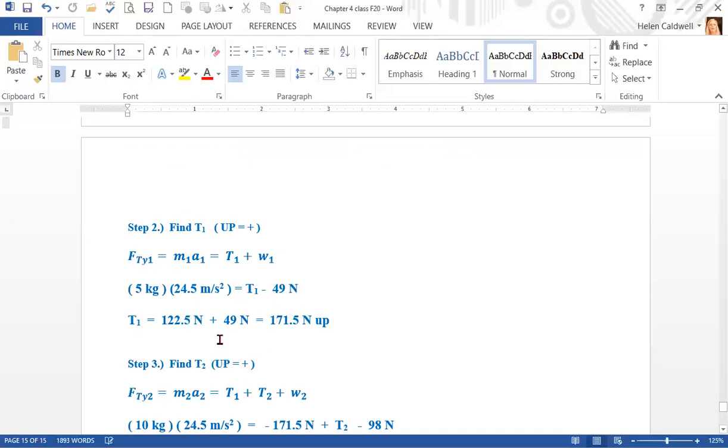I skipped a step, as you can see. And we end up with 171.5. If you have trouble with the algebra, include the missing step. If you still screw it up and don't get the same answer I did, ask for help. So T1 is 171.5 newtons up when we're talking about box 1.